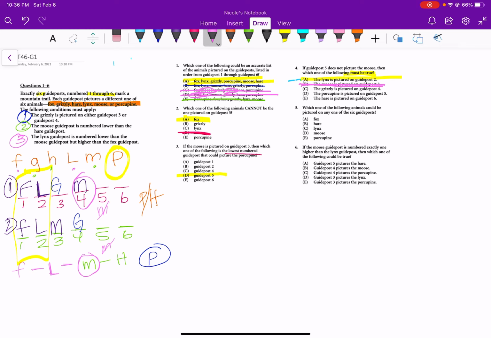C, the grizzly is pictured on guidepost 4. Once again, this does not have to be true because the grizzly could also be on guidepost 3. So we'll cross that one off. D, the porcupine is on guidepost 5. No, because the porcupine could also be on guidepost 6. And the same with E, the hare is pictured on guidepost 6. No, because the hare could also be pictured on 5. And that reassures us that the answer is A.